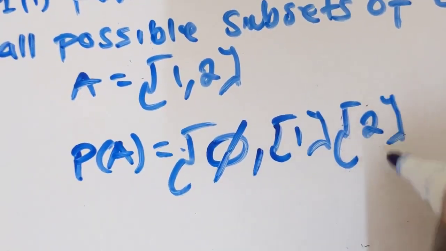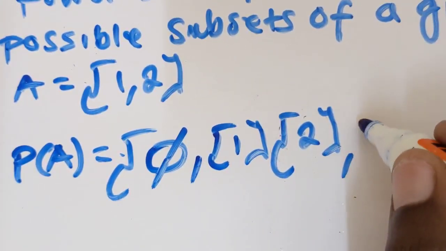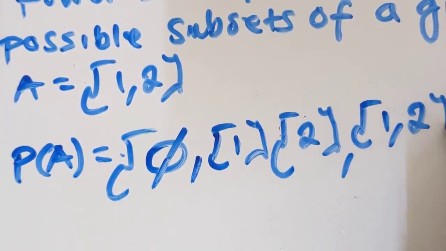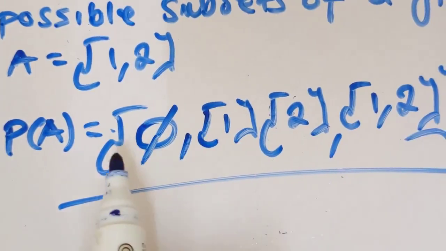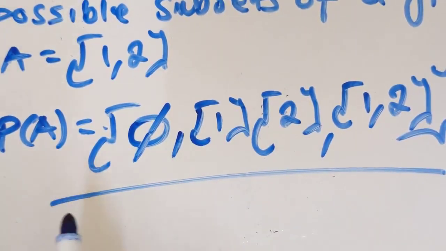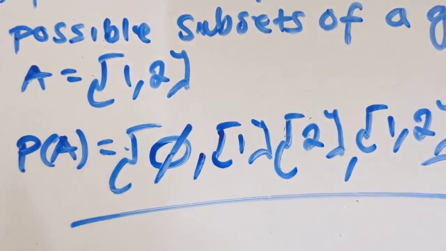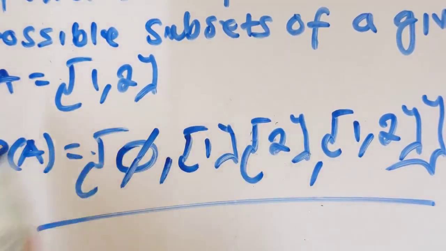1, 2, like that. So now this is a power set of A. Always know that a power set is a set of all possible subsets of a given set. Our given set is this one, so all the possible subsets are these ones. These are the possible subsets of set A. So this is how you are supposed to write it.